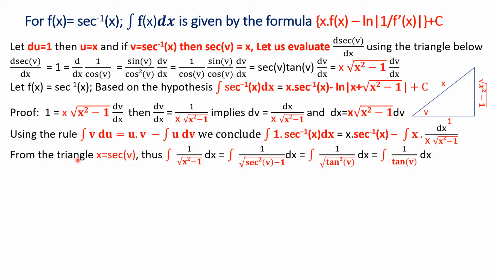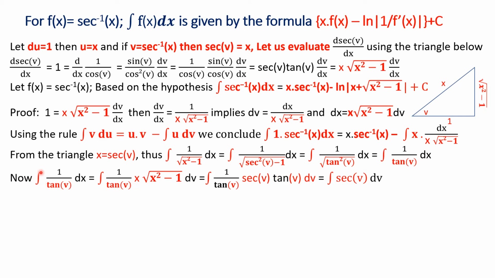From the triangle, we know that x is equal to sec of v, because sec of v equals x. Now that we know that x is equal to sec of v, let's go ahead and replace this x squared by sec square of v. But then sec square of v minus 1 will be equal to tan square of v. Now we can get rid of the square root, and this will give us integration of 1 divided by tan of v dx.